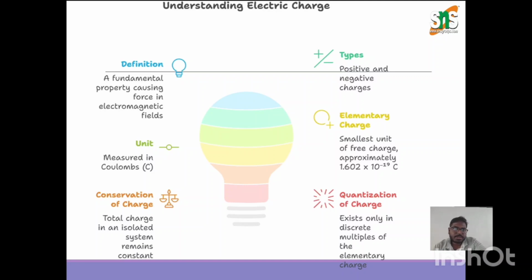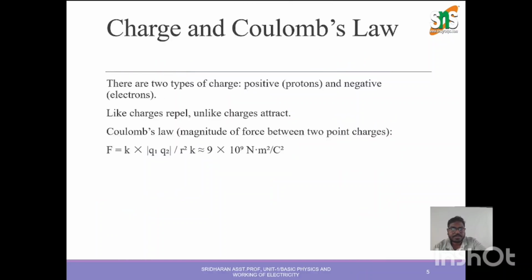The definition of electric charge is the fundamental property causing force in the electromagnetic field. The unit for electric charge is coulomb. Regarding types, electric charge is generally divided into two types: positive charge and negative charge. And quantization of charge means that charge exists only in discrete multiples of the elementary charge. The charge and Coulomb's law.